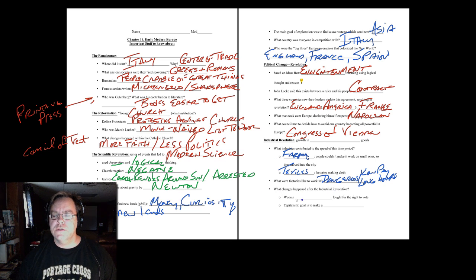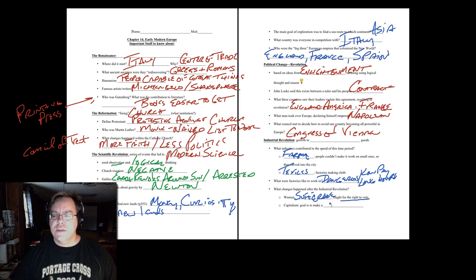And then finally, what changes happened after the Industrial Revolution? Women went through the suffrage movement, suffrage, and that was their fight for the right to vote. It happened in England and then in the United States.